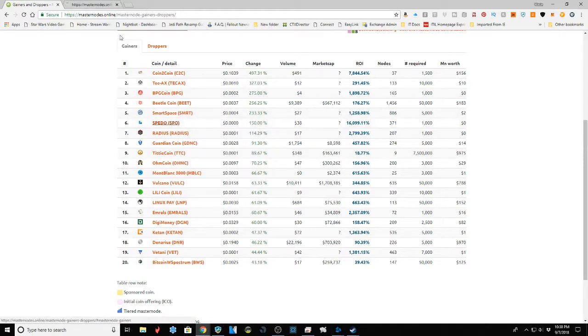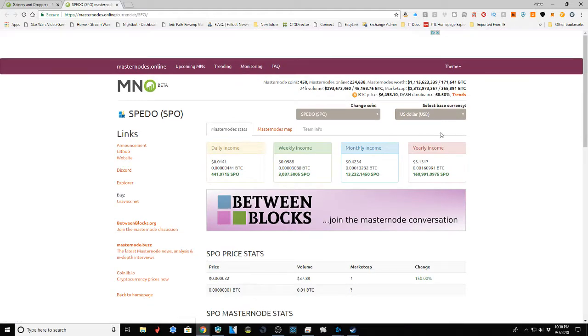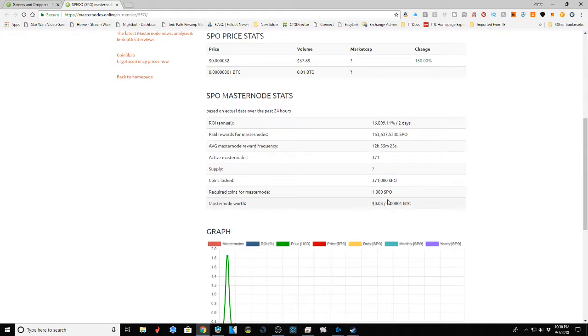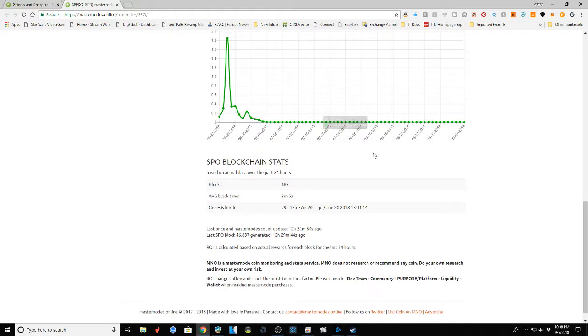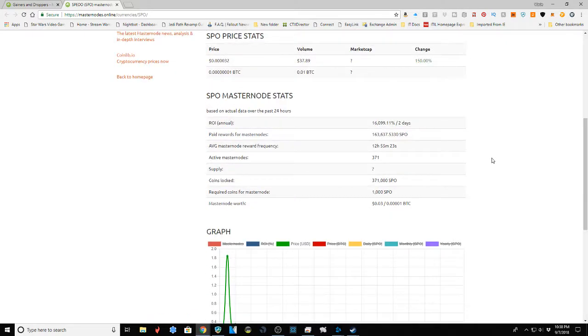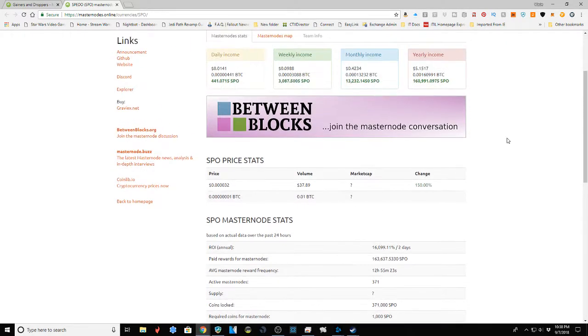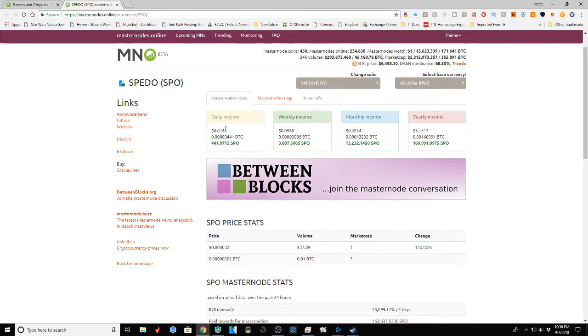Sounds like a good deal if everything checks out and you don't see anything, but when you look at it, 16,000% return on investment. Well, 16,000% of zero is still zero. So they're going to earn 1 cent a day, 9 cents a week, 42 cents a month, and $5 a year. Do you want to put all that time and effort into making $5 a year?